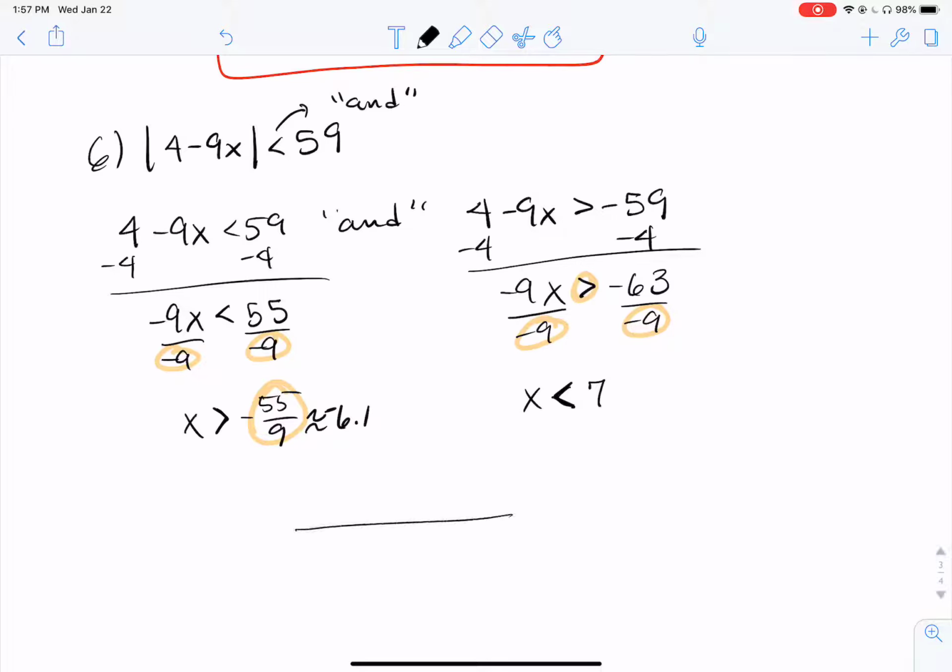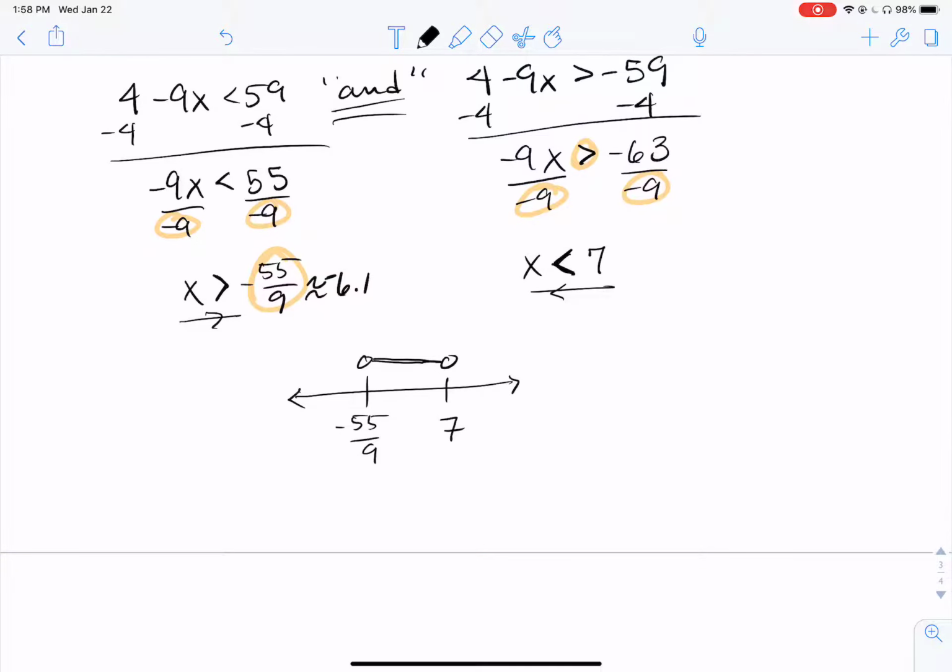So on my number line, the negative value goes first, the positive value will go afterwards. That's from least to greatest. Open dots above both of them. And because it's an AND inequality, they should be going towards each other, okay? And if you pay attention to what it says, you're going to the right of negative 55 over 9, and over here you're going to the left of 7. So this is your graph.